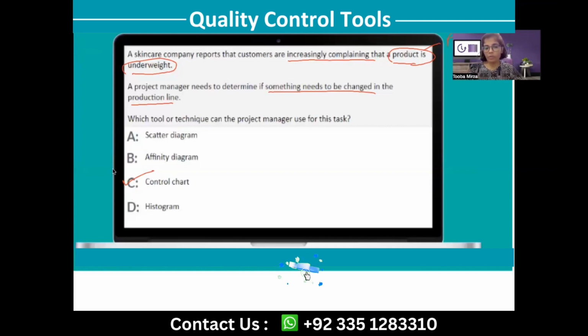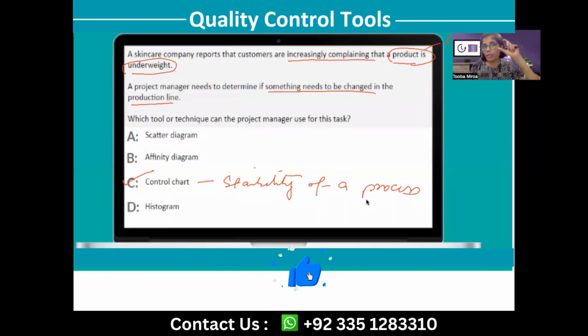Very rightly said. So it's a control chart, for the reason that a control chart talks about the stability of a process. So it will be under the central line or above the central line. It's not really about the central line, it's about being within the UCL, upper control limit, and LCL, lower control limit.